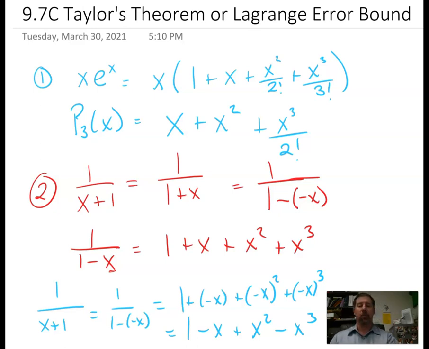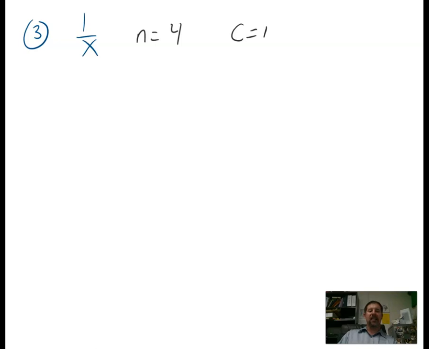All right. Maybe I'll just do one or two more so you can see it from last night's homework. Okay, so next, getting a little trickier here. We're going to do 1 over x. I want a fourth degree polynomial approximation. But now I'm going to want it centered at 1 instead of centered at 0, okay?